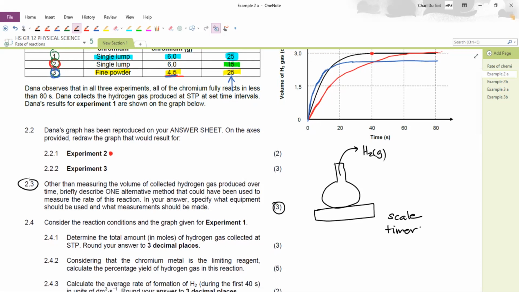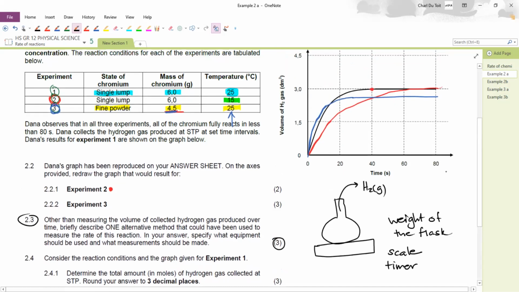The question says specify what equipment should be used and what measurements should be made. Well, okay, so we use a scale, and other equipment is a timer, and then the measurement we'll be making is the weight of the flask. As the hydrogen gas escapes, the weight will decrease. So we'll make a new graph with the same x-axis, time, and now we'll just have weight on the y-axis, and our graph will slope down because the weight will decrease as the hydrogen gas escapes.